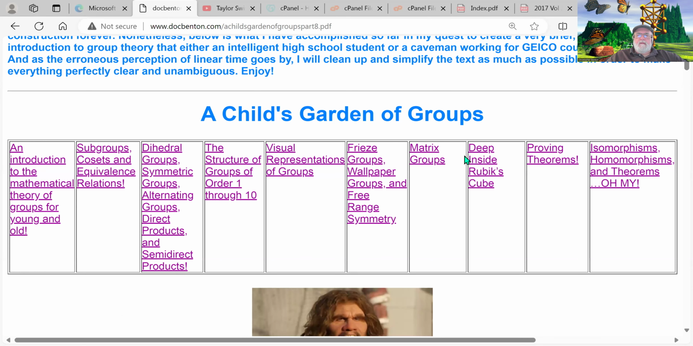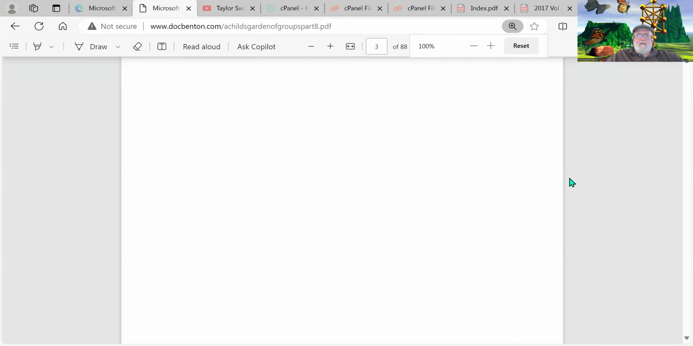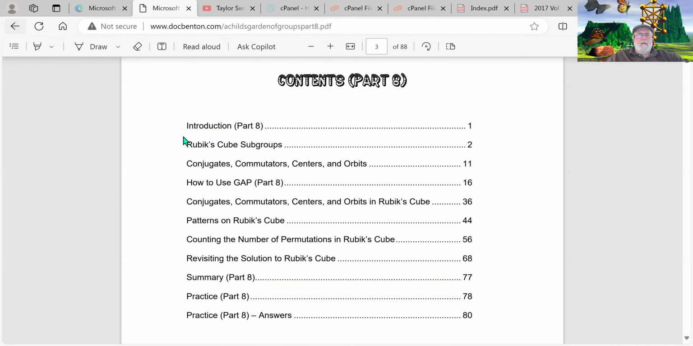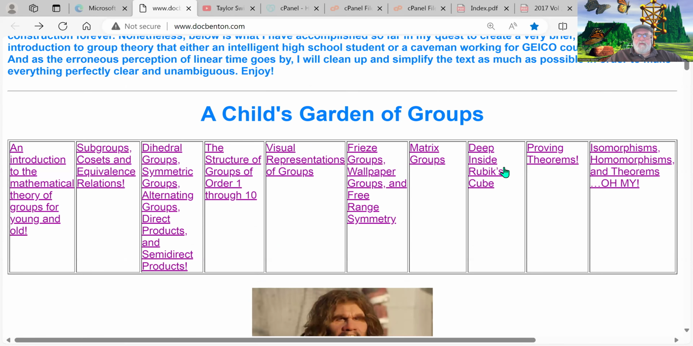Then we take a deep dive inside Rubik's Cube, talking about conjugates, commutators, centers, and orbits, how to find those things on Rubik's Cube, how to count the number of permutations in Rubik's Cube, various nice little patterns you can find on Rubik's Cube, how to create them, and a little revisiting of the solution to Rubik's Cube, and of course, how to use GAP, Part 8, and Rubik's Cube subgroups. So this really ties in Rubik's Cube with group theory.